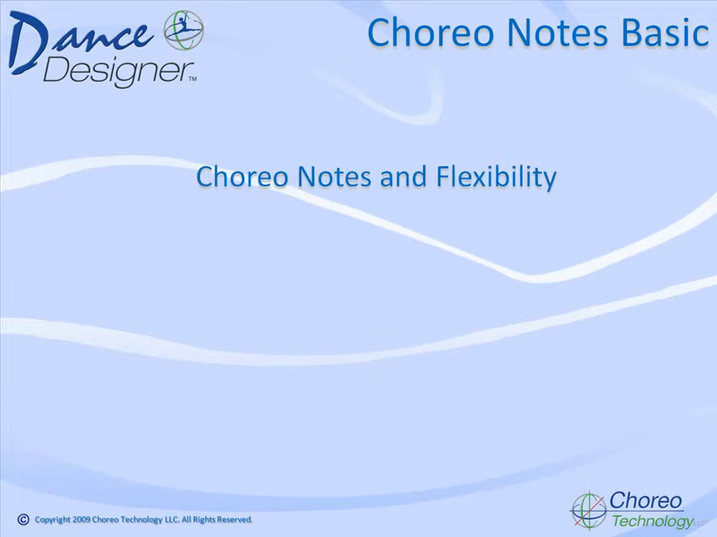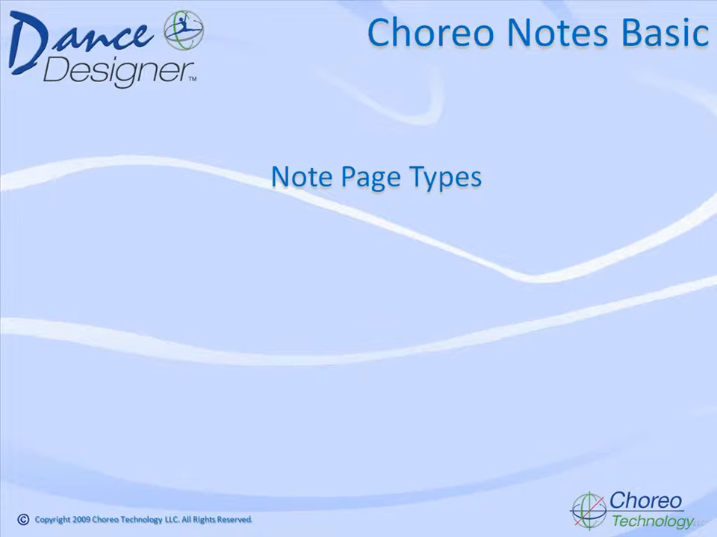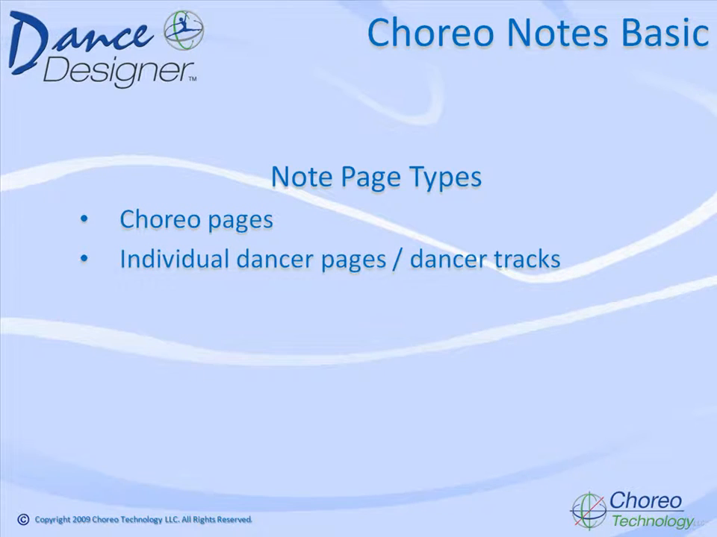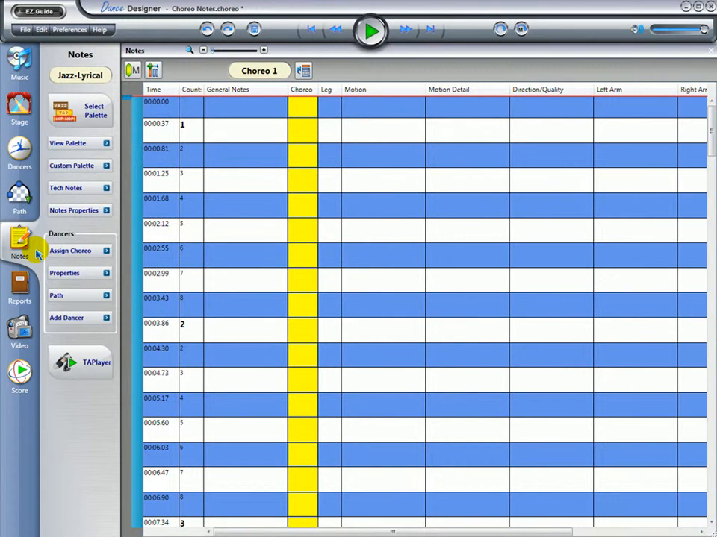Choreo Notes are a flexible format that allow you to write either general notes for quick reminders when teaching a class or in rehearsal, or can be used for very detailed notation documenting every dance or track and every dance count to create a complete dance score. There are different types of Choreo Notes within the Choreo Notes tab: Choreo Pages, Individual Dancer Pages or Dancer Tracks, and Tech Pages. Let's look at the Notes tab in Dance Designer.